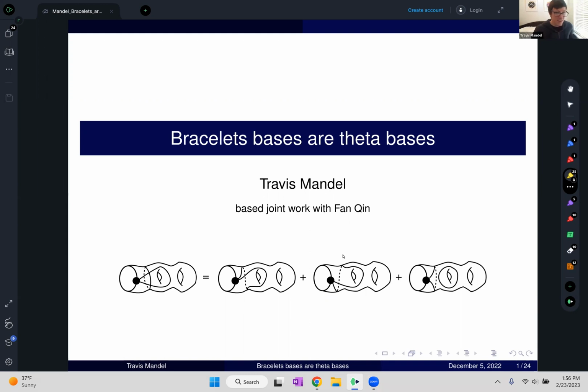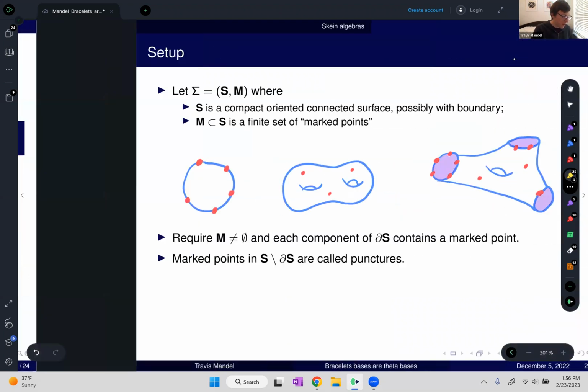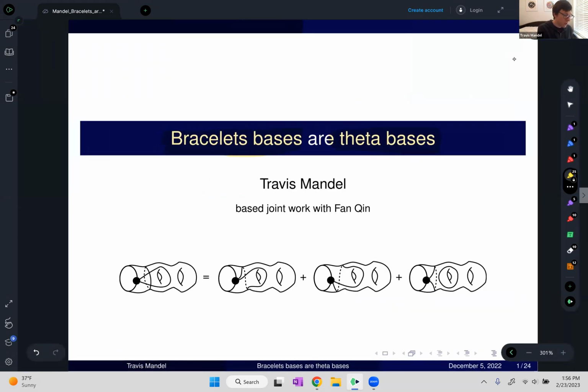Thank you for inviting me, giving me a chance to tell you about this new work of mine with Fan Chin. We've been working on it for a while, and just finally got it posted last month. And thank you for giving me a chance to give the talk on Zoom. So I'll tell you about our proof that the bracelet spaces for cluster algebras from surfaces coincide with the theta bases of Grossack and Kilkin-Savich. This is joint work with Fan Chin.